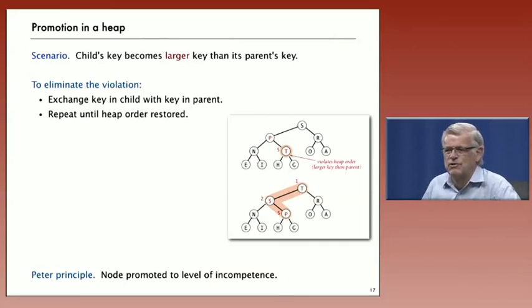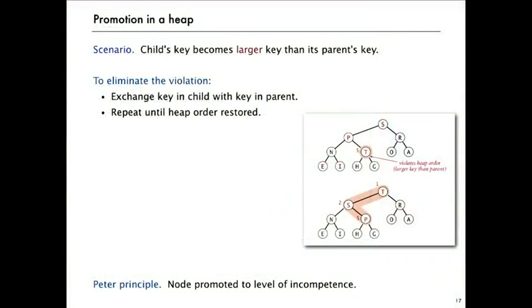So one scenario shown here is if for whatever reason a child's key becomes larger than its parent's key. So in this case we have an example where t, the node t here, its value changes and it becomes larger than its parent key p. So the heap order condition is satisfied everywhere except at this node. Well, it's easy to fix this one. All we do is exchange the key in the child with the key in the parent.